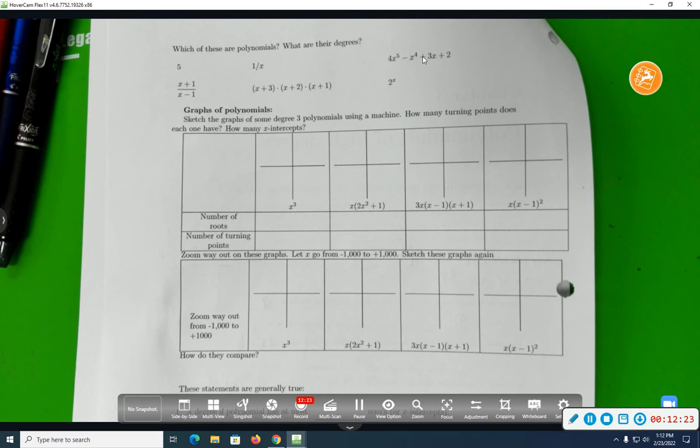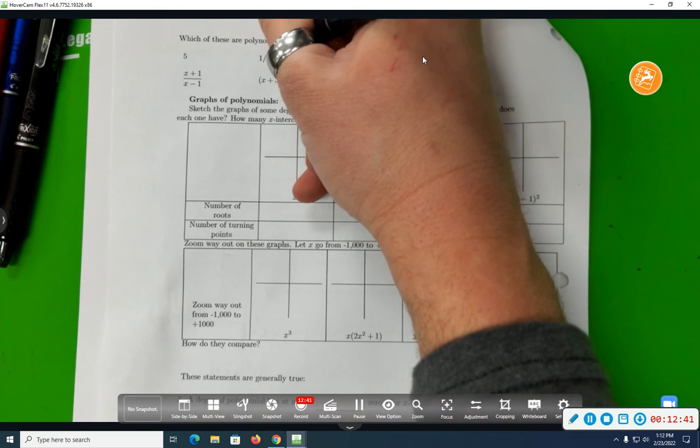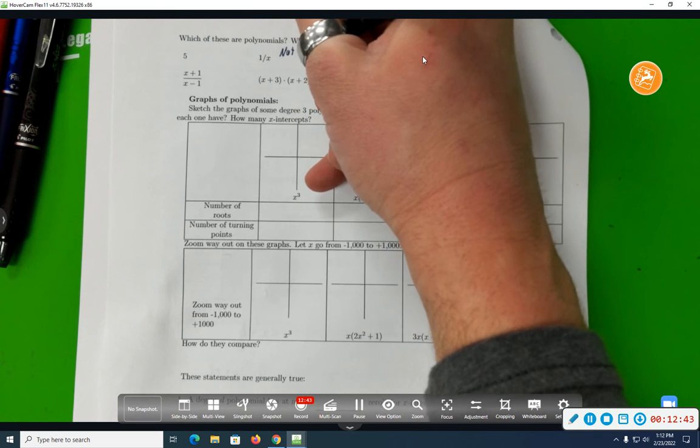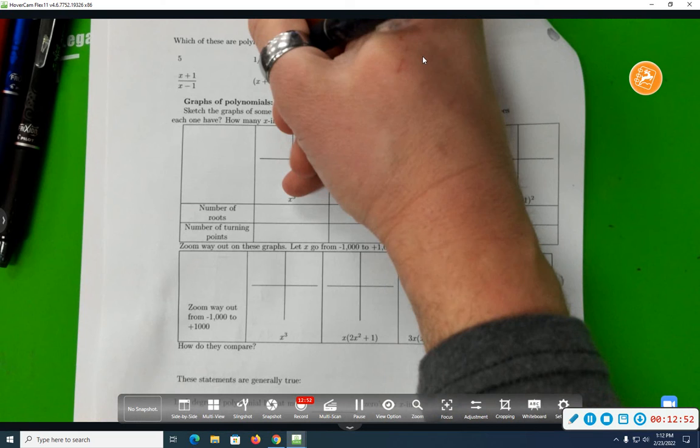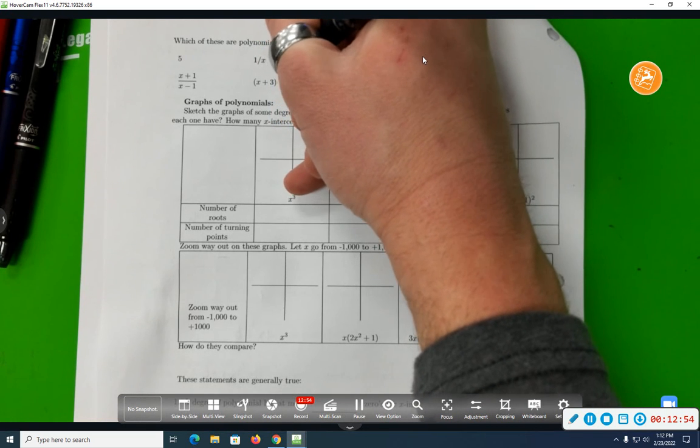1 divided by x, polynomial or not polynomial? Is it a polynomial? Is it not a polynomial? Anyone who said yes, what degree would you want that to have? Negative 1. Cool. So I'm going to write not a polynomial. It is something that's like a polynomial, though. It's division by a polynomial. This is something we'll work on soon. We'll think about things like that. This is called a rational function.